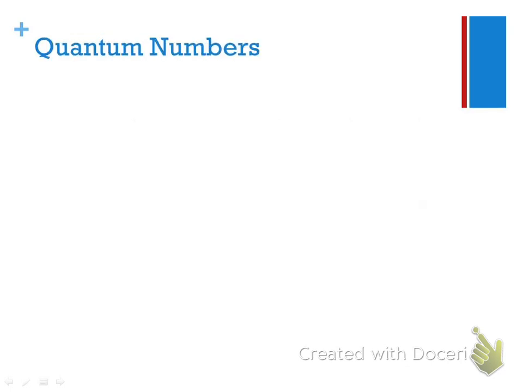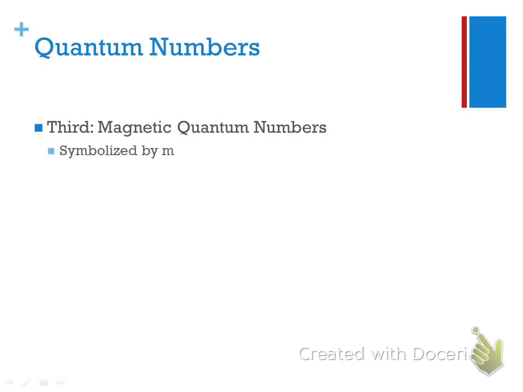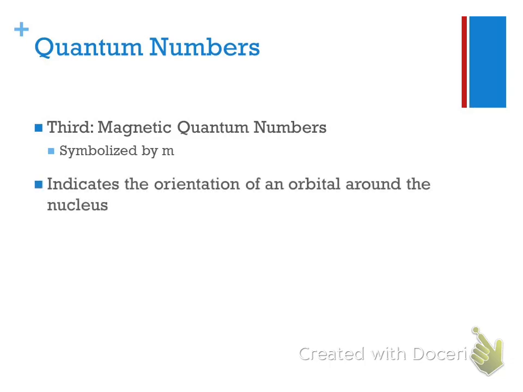Okay. The third part of our quantum number is called the magnetic quantum number. We symbolize this just by an M. Some people call it MS, I think, but I just put it with an M, okay? And this tells us the orientation of our electron around the nucleus.